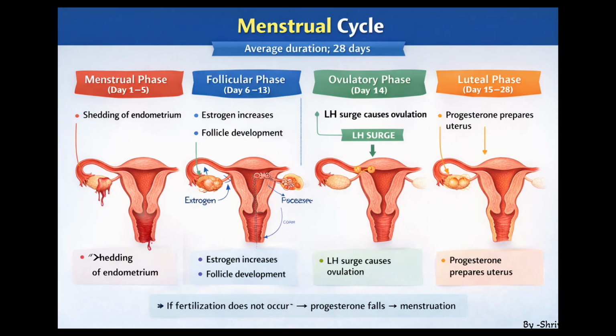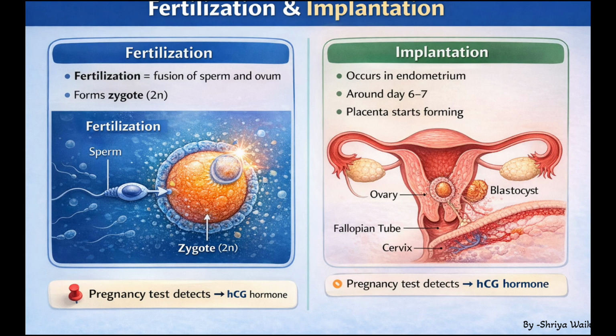Then fertilization and implantation. Fertilization will cause the fusion of sperm and ovum. It will form the zygote, that is diploid 2n. Then implantation occurs in the endometrium, which is around 6 to 7 days, and placenta starts forming, and then pregnancy test detects the HCG hormone.